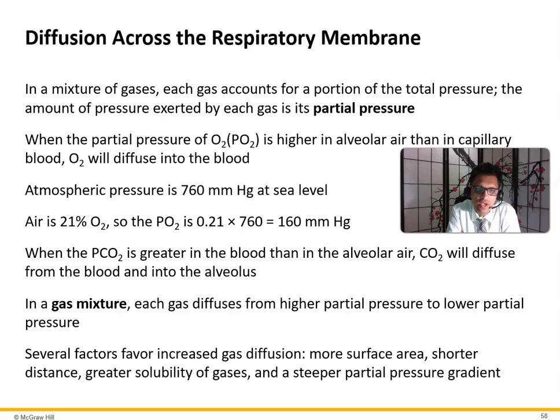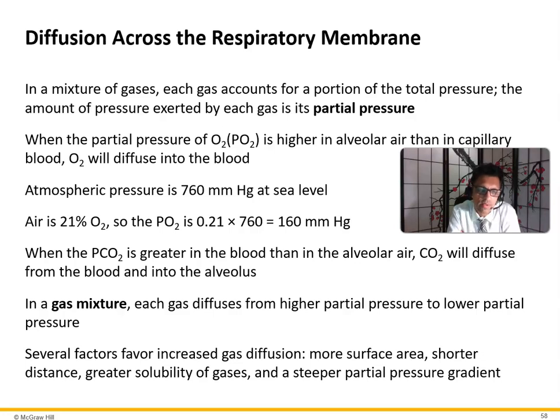When the partial pressure of oxygen, which is PO2, is higher in alveolar air than in capillary blood, O2 will diffuse into the blood. So if inside the alveoli it's 104 and it's only 40 in my capillaries, well, it's going to go from the 104 to 40, from high concentration to low concentration. Air is 21% oxygen, so the partial pressure is 0.21 times 760, so 160 millimeters of mercury. Okay, does that make sense?